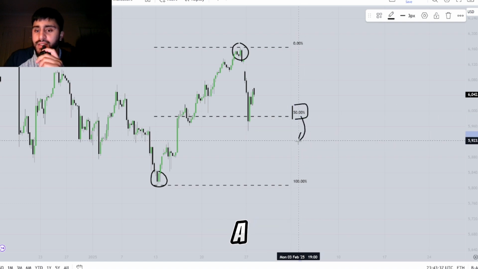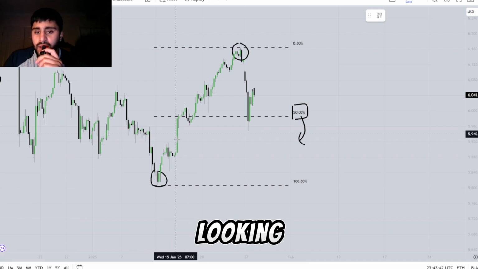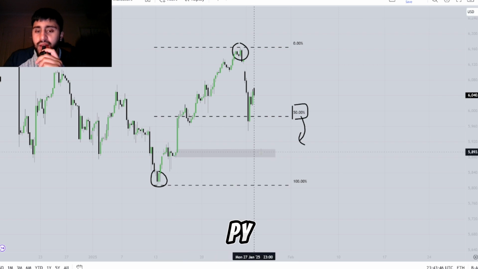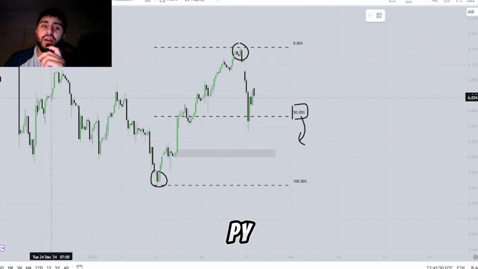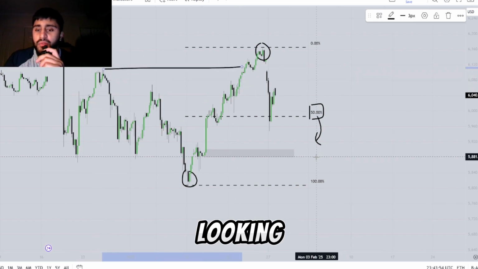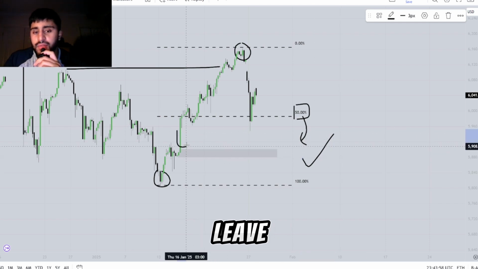Anything below is a discount, right? So we're looking at a discounted fair value gap. So we are looking basically at this area over here. This is my point of interest. This is my POI. Again, quickly, what makes a POI? Three simple steps that make any POI. The first thing we're looking for is a shift of the market structure. The second thing we're looking for is for price to be in a discount. And the third thing we're looking for is for price to leave a fair value gap.